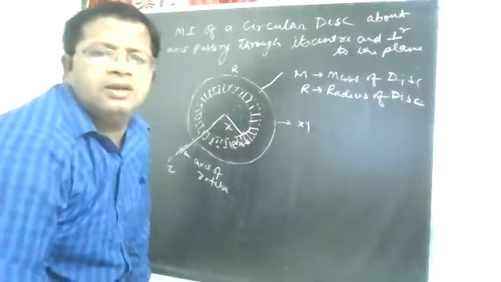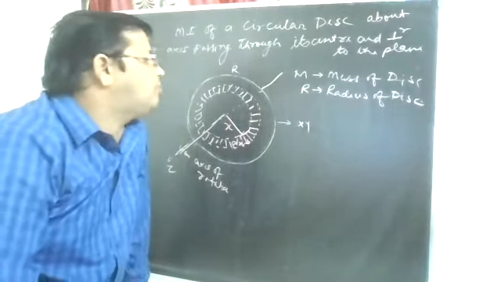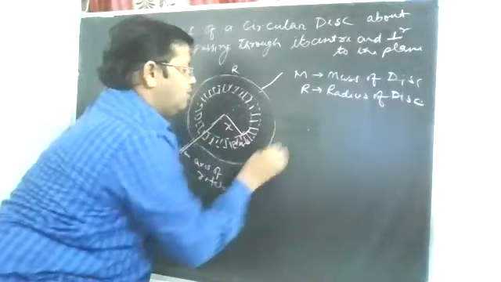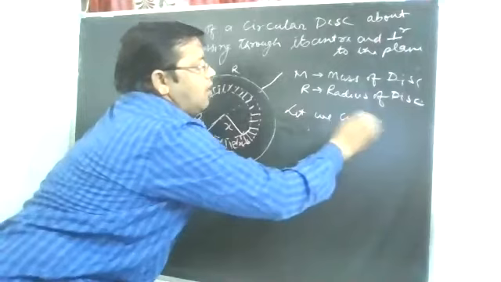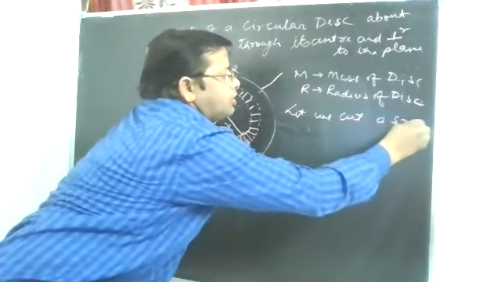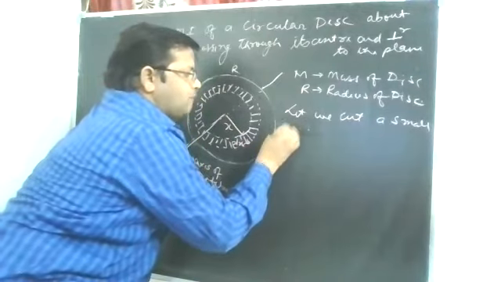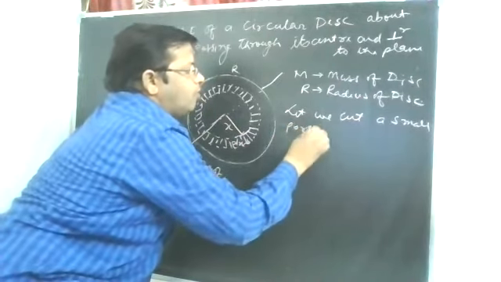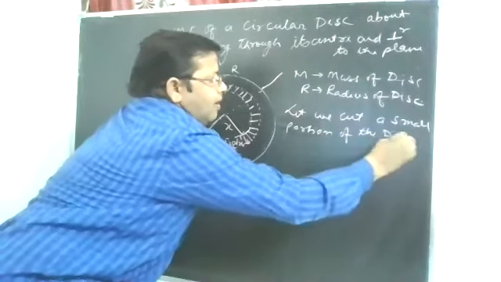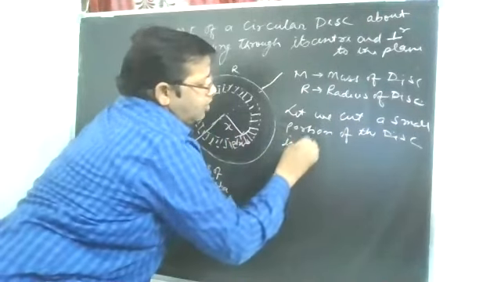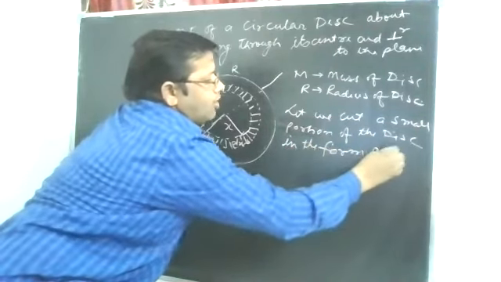This is what? A small ring. We have cut a very small portion of the disc, in the form of a ring.